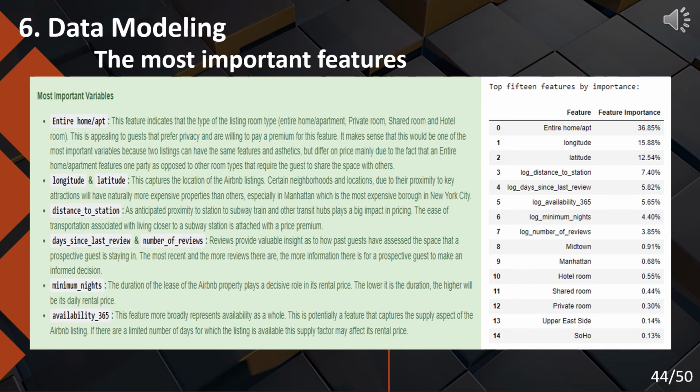Availability 365. This feature more broadly represents availability as a whole. This is potentially a feature that captures the supply aspect of the Airbnb listing. If there are a limited number of days for which the listing is available, the supply factor may affect its rental price.